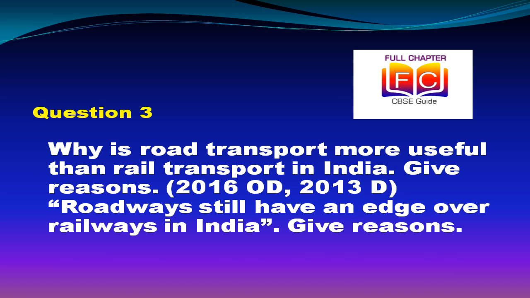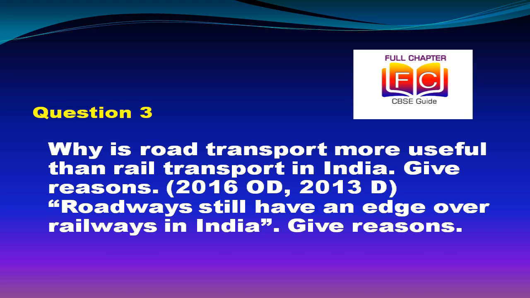Next question. Why is road transport more useful than rail transport in India? Give reasons. Or roadways still have an edge over railways in India? Give reasons. Answer. Roadways score over railways. Construction of roads is easier and cheaper as compared to railways. Roads provide door-to-door service, thus the cost of loading and unloading is much lower as compared to railways, which generally leave the people and goods at the destined railway stations.